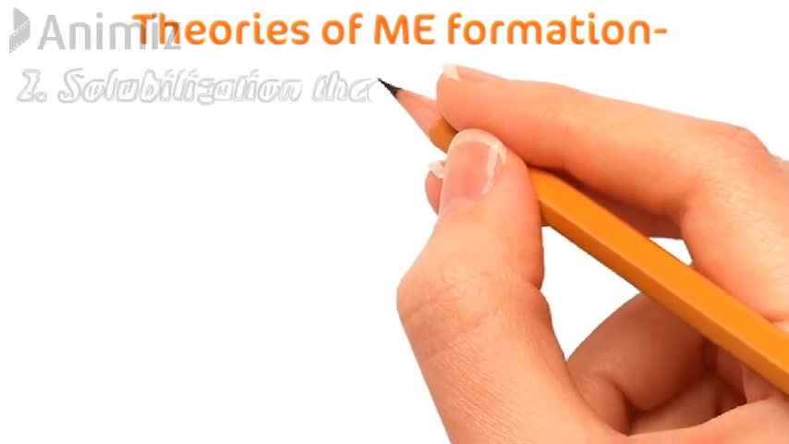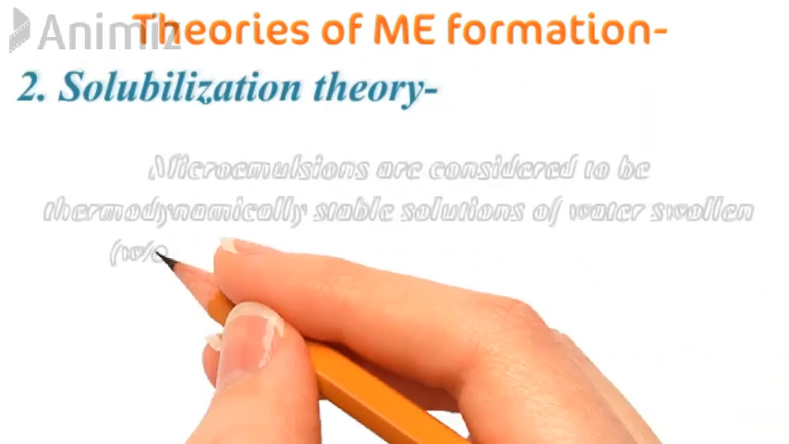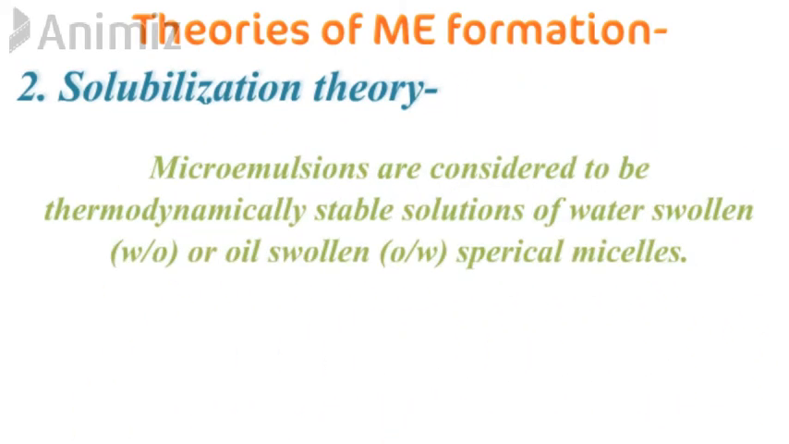Second theory is called the solubilization theory, according to which microemulsions are considered to be thermodynamically stable solutions of water swollen micelles in case of water in oil emulsion and oil swollen micelles in case of oil in water emulsion, spherical micelles. So it considered emulsions to be a solution of swollen micelles which has a high capacity of solubilization of drugs.